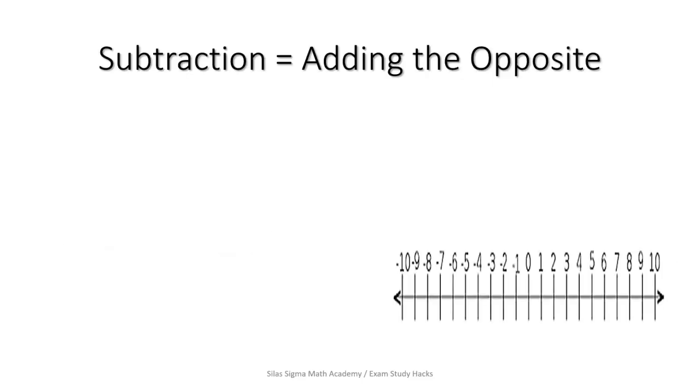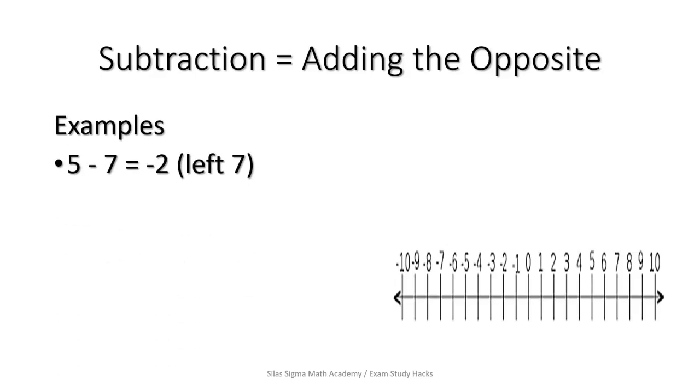Now let's look at subtraction. We say subtraction is equal to adding the opposite. So let's look at this example. If I have 5 minus 7, I'm going to get to 5. This is positive 5. Then I'm going to go 7 steps backward, or 7 steps to the left. So from 5, let's go 1, 2, 3, 4, 5, 6, and 7. And that's how we arrived at negative 2.